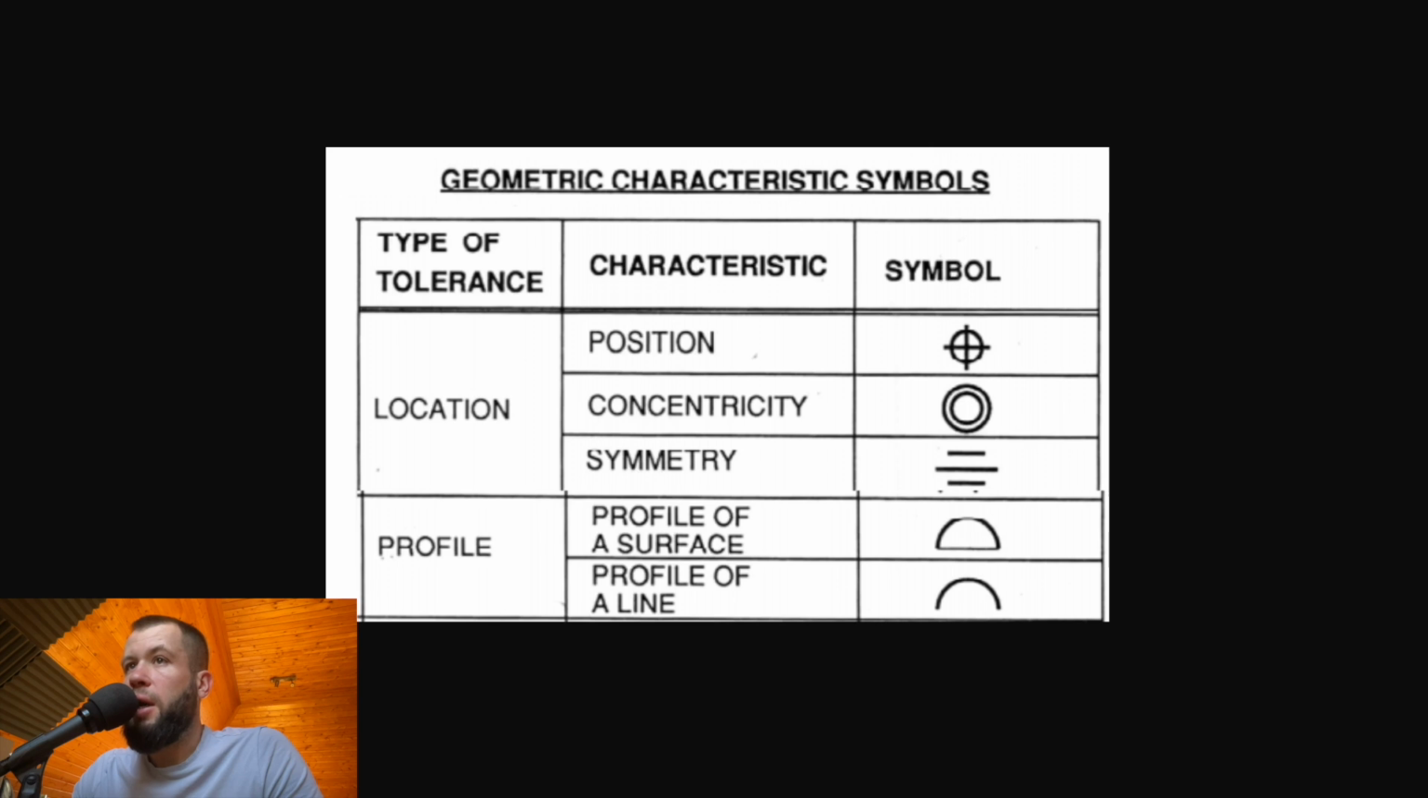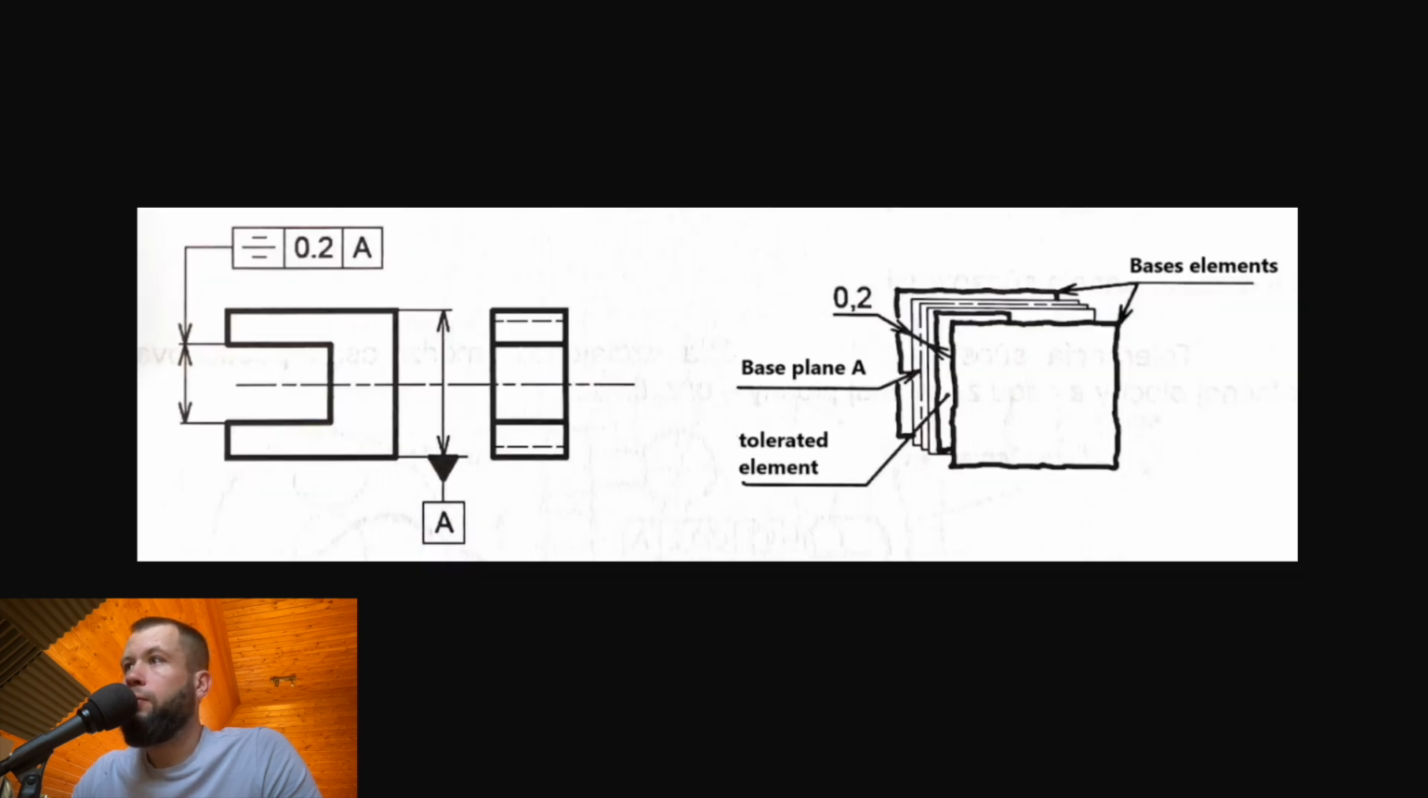Symmetry tolerance is the largest permissible deviation of symmetry, which is given by the distance between two parallel planes with respect to the base, as you can see in this figure. The symmetry plane of the groove must lie in the symmetry tolerance zone bounded by two parallel planes separated by the symmetry tolerance value and placed symmetrically to the plane of the symmetrical basic element A.